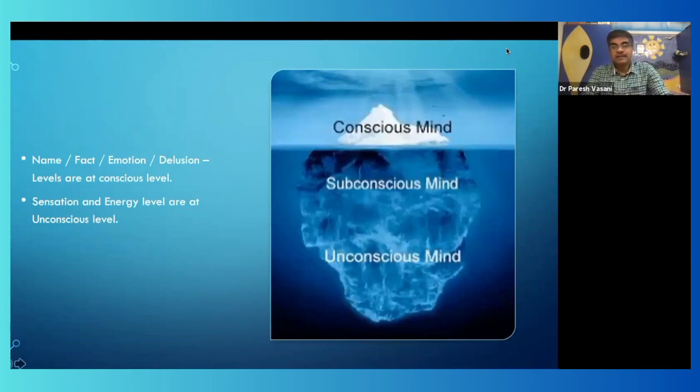The biggest thing that we have to learn here is this: the conscious, subconscious, and the unconscious mind. The name, fact, emotion, and the delusion levels are conscious. And this is a place where we will not get any hint of any strong symptom of the source.